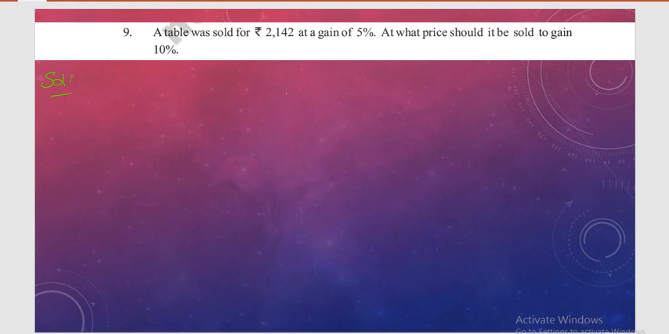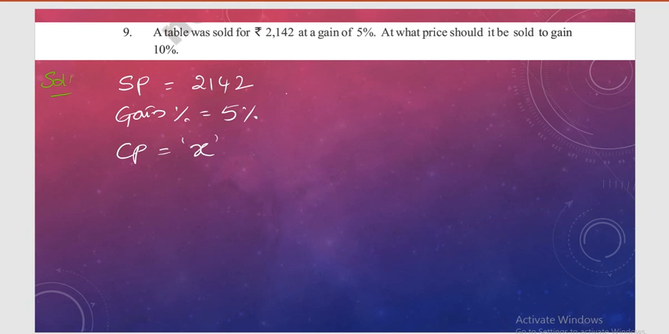Now what has he given? The selling price is given as 2142, and the gain percentage is given as 5%. We don't know the cost price, so let the cost price be some X, or otherwise leave it as CP. Now, selling price is 2142, gain percentage is 5%, cost price is some X. From this, we can simply find the cost price. So how to find the cost price?